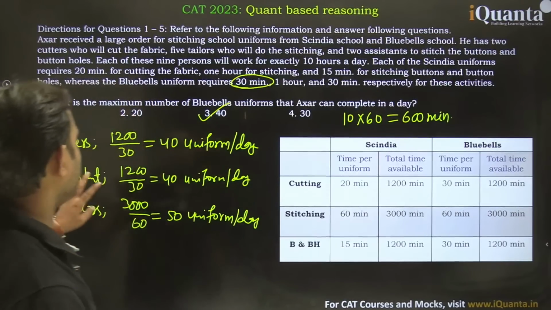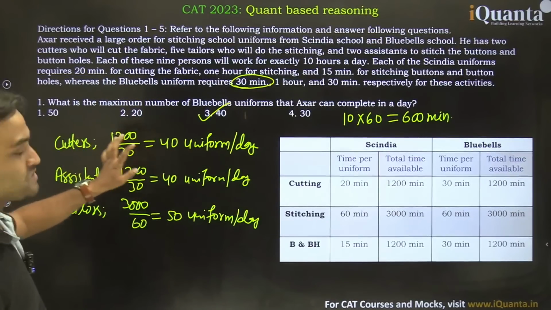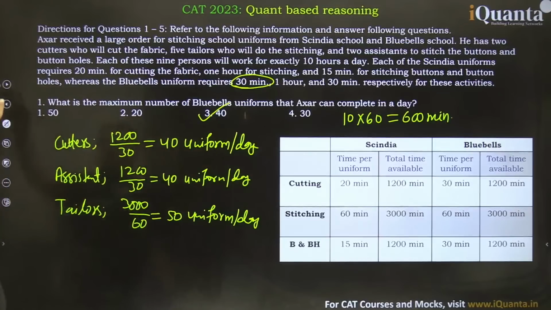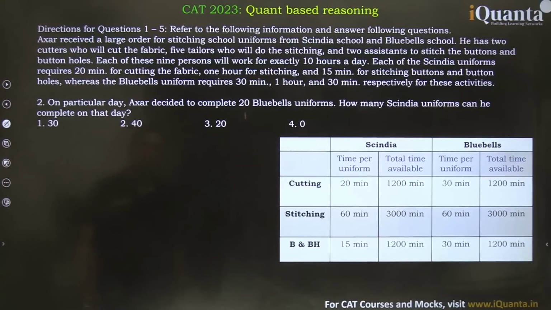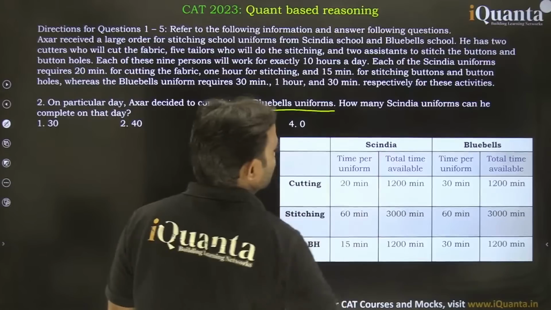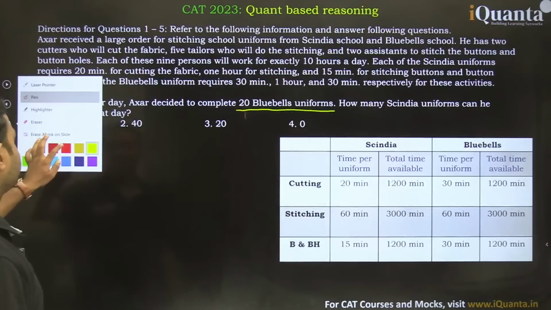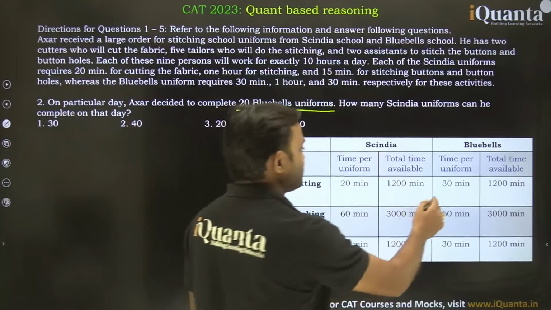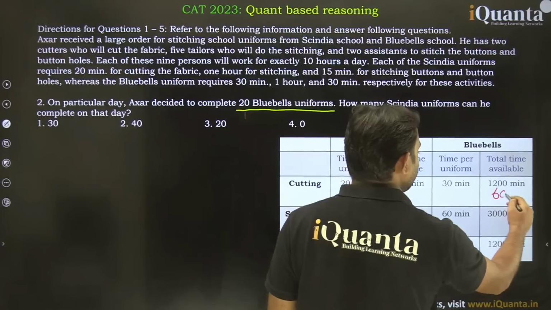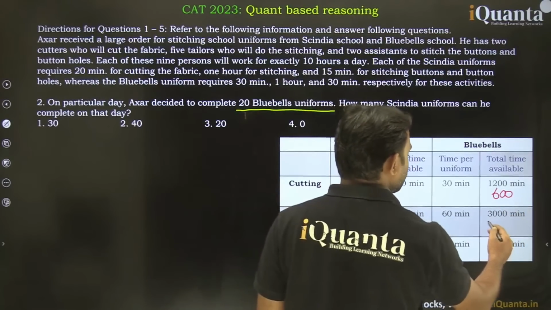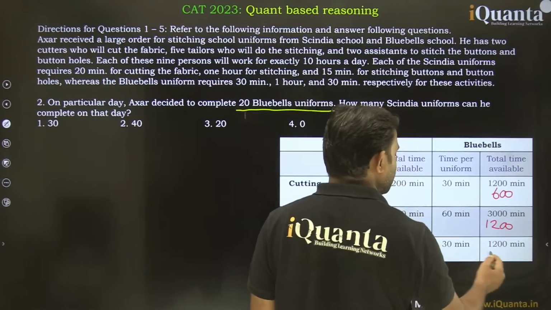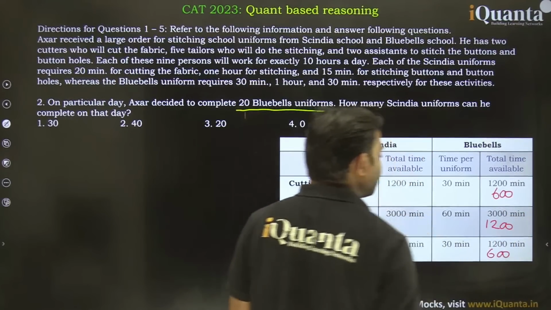All right. So the answer is option 3. Next question, it says on a particular day, Akshar decided to complete 20 Bluebells uniforms. So how many Scindia uniforms can be completed that day? So for 20 uniforms, 30 into 20, 600 minutes have been used. 60 into 20, 1200 minutes have been used. And in this case also 600 minutes have been used.